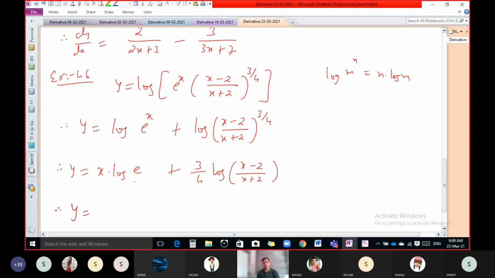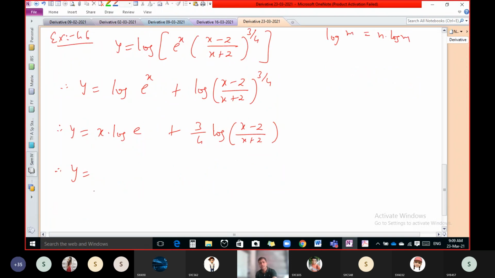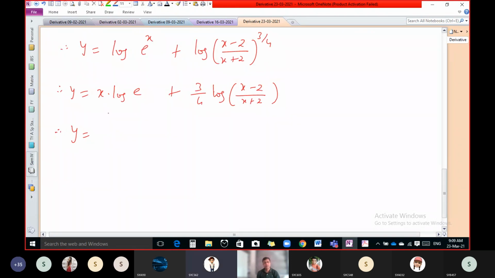Okay, any of you know the value of log e? We already discussed that in our previous lecture. The value of log e is 1, yes, you are right. And still it is not differentiation, it is simplification. So x into 1 plus 3/4.